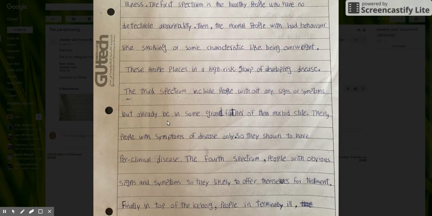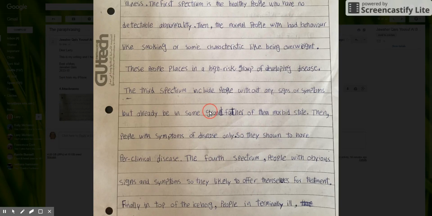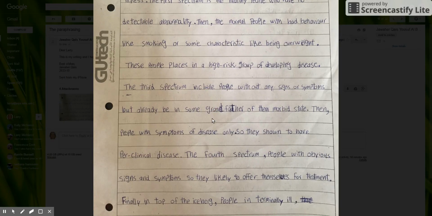The third spectrum includes people without signs or symptoms, but already be in some grandfather of morbidity state. Okay, I don't think that's the right expression. I think you want to say, yeah, they're in starting a morbid state, maybe. Then people with symptoms of disease only. So they are shown to have preclinical disease.